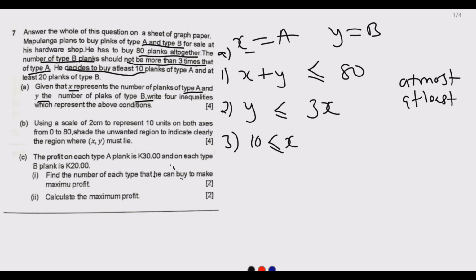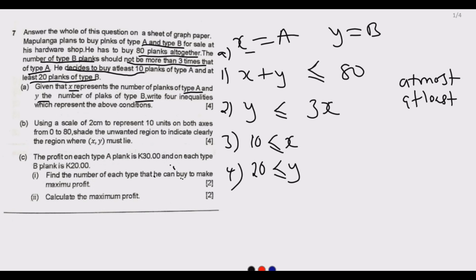And lastly, at least 20 planks of type B. So for number 4, we are saying Y should be at least, again a starting point, 20.